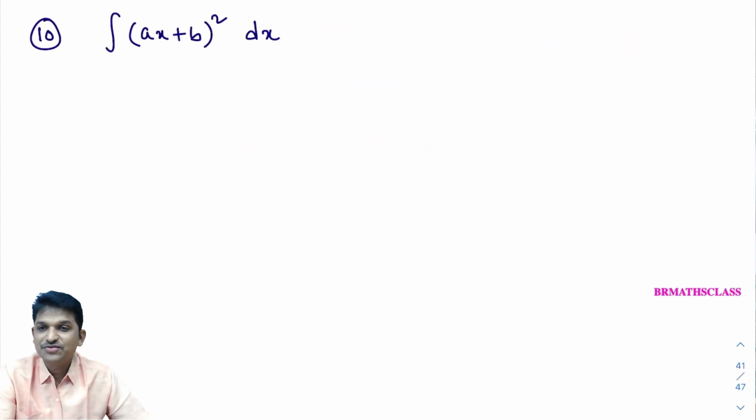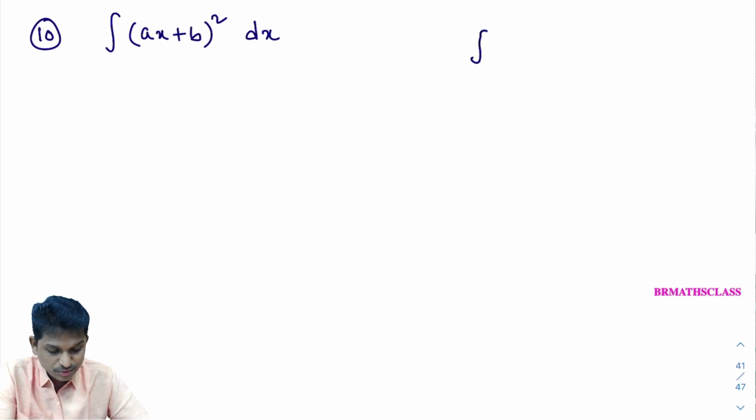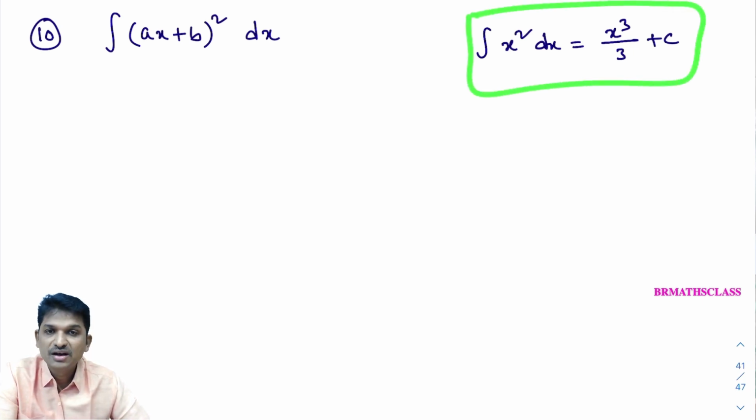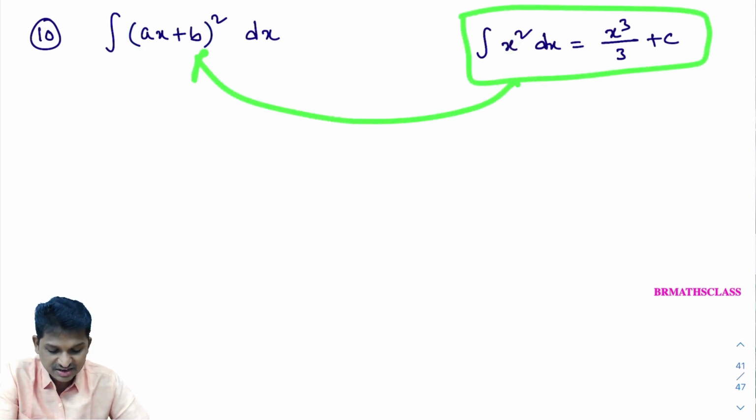Good. Now last 5 problems are also same model, but little tricky things. You observe this one, integral of ax plus b whole square dx. Any direct formula is there? No direct formula is there. But in model number 1, last class you learned this, integral of x square dx. Directly you can write, what is integral of x square dx? Integral of x square dx is x cube divided by 3 plus c. Correct? You learned this in last class. Now here x is there. In place of x, here ax plus b is there.